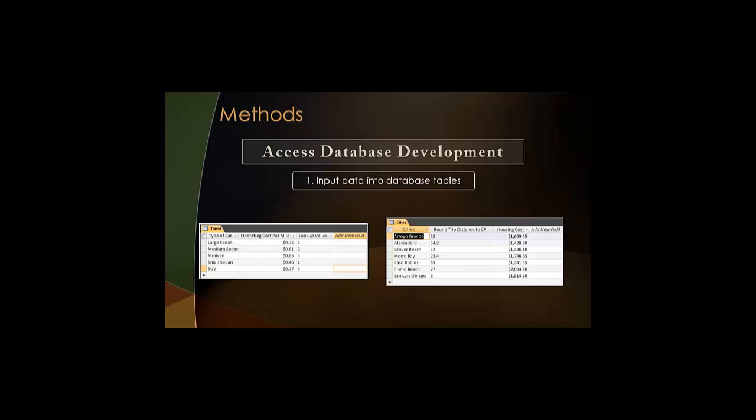The first step I took in creating the Access Database program was to input the data into the database tables. The first table contains type of car and the operating cost per mile based on the type of car. The second table contains each of the cities, their corresponding round-trip distances to Cal Poly, as well as the individual housing costs, which are calculated using the housing cost index.